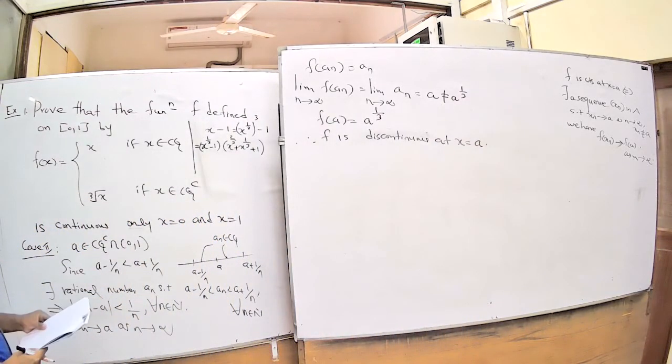Now we have proved all the claims. First claim: x equal to 1 is continuous and x equal to 0 is continuous. For all other points, it is not continuous. This was the question.